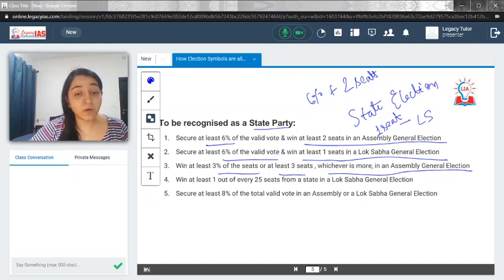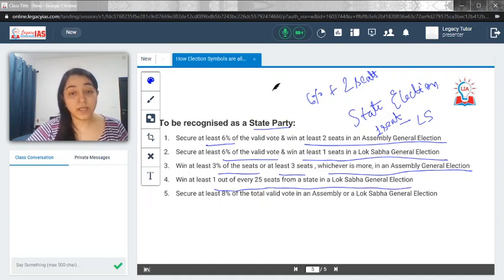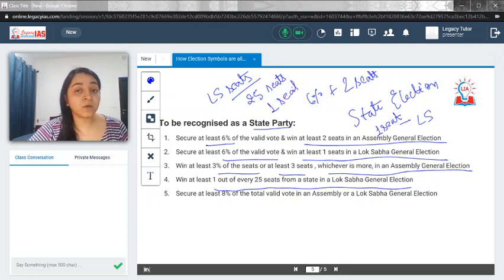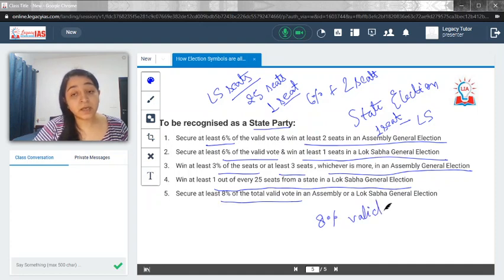Then win at least one of every 25 seats from a state in Lok Sabha general election. For example, Lok Sabha seats from various states are allotted as per constituency. So if for every 25 seats a particular party is winning 1 seat, then again it could be considered a state party. And finally, at least 8% of total valid vote. If it is able to secure 8% of valid vote in assembly election or Lok Sabha general election, it could be recognized as a state party. So these are the few criteria.